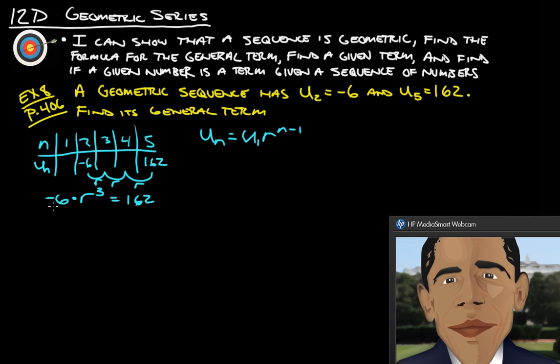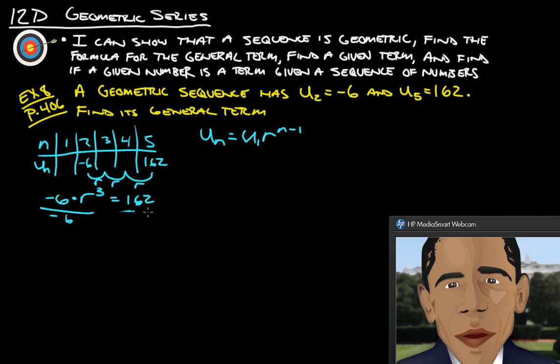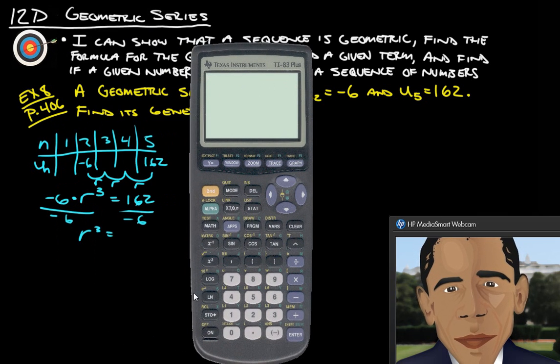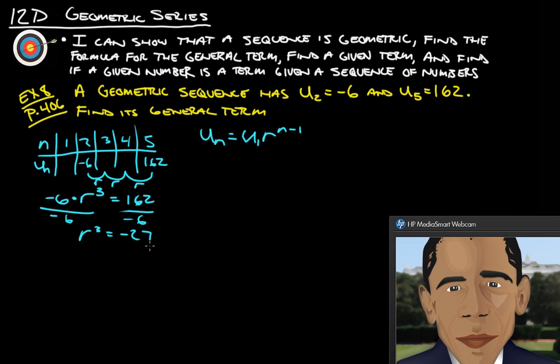So we got negative 6 times r cubed. We want to get r by itself, so we divide by negative 6. r cubed is, let's see, so we take 162 and we're going to divide it by negative 6, and we get negative 27.